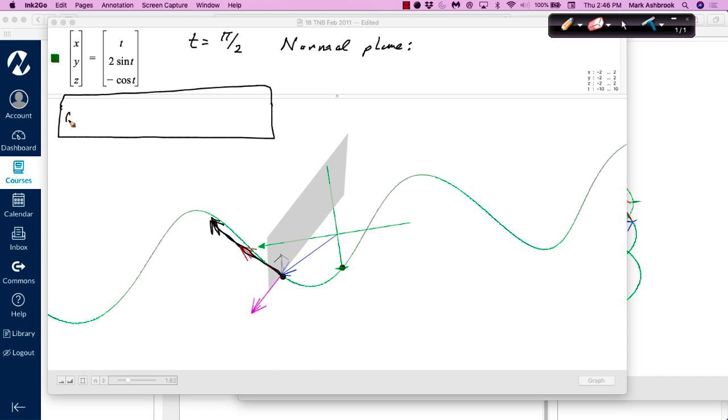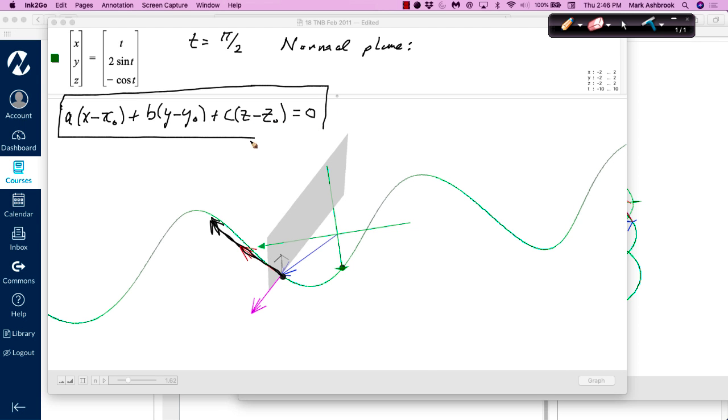AX plus BY plus CZ. Okay, but if we're writing the equation of a plane, what was the equation we used when we were writing an equation of a new plane? A times? Remember this? Equals?